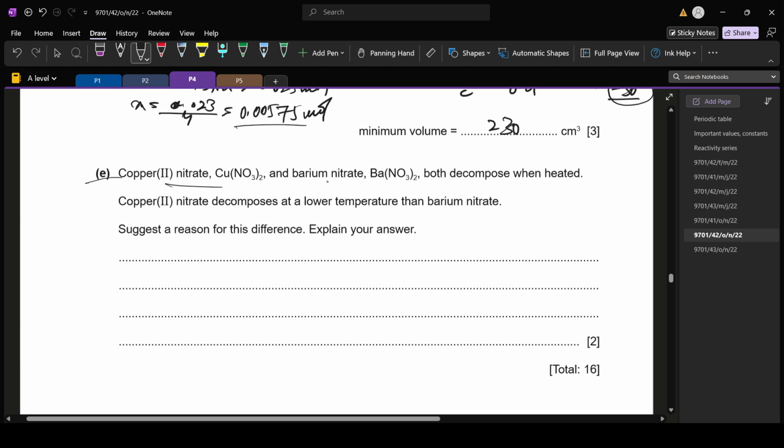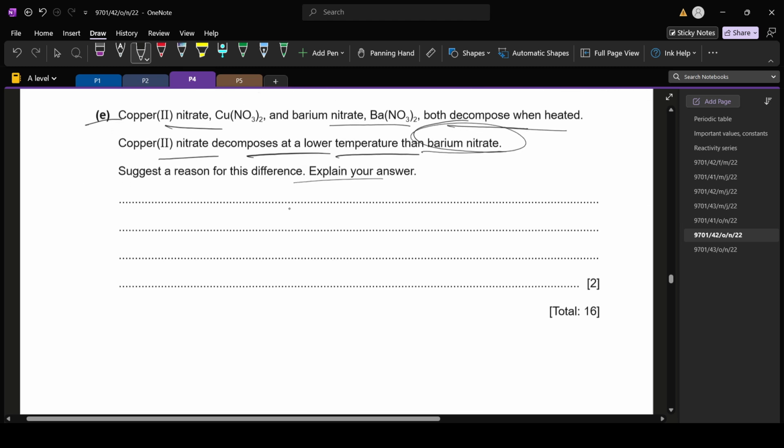Copper nitrate and barium nitrate both decompose when heated. Copper nitrate decomposes at a lower temperature than barium nitrate. Suggest a reason for this difference. So the reason would be that copper is smaller, so it will polarize the anion, the nitrate ion, more. So less energy will be required. You can write that the copper 2 plus ion is smaller.